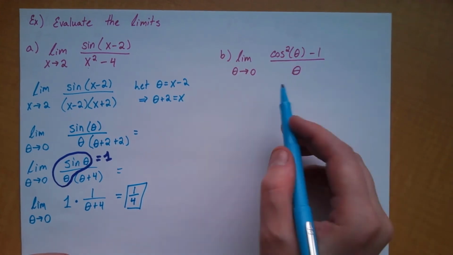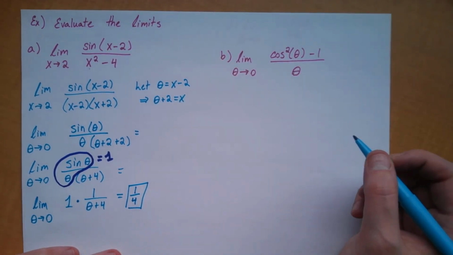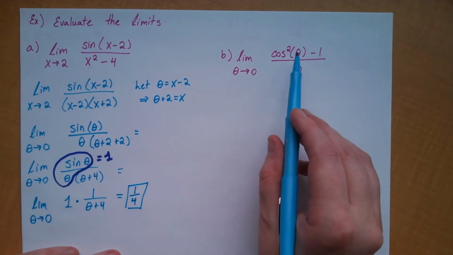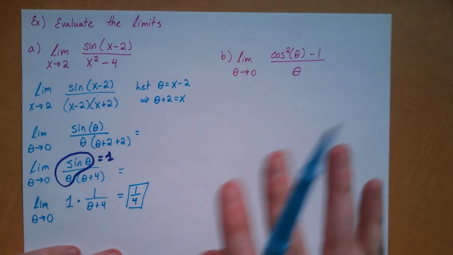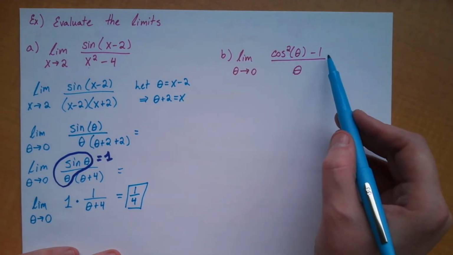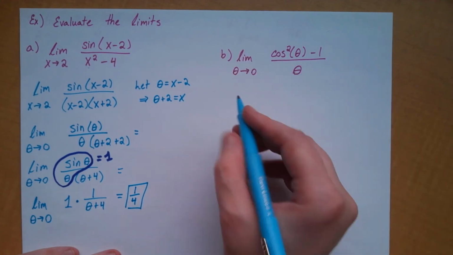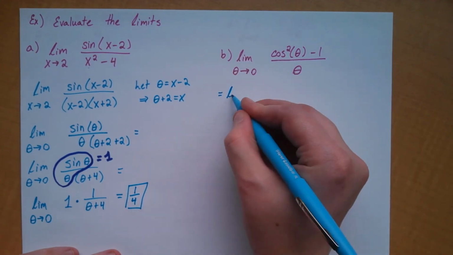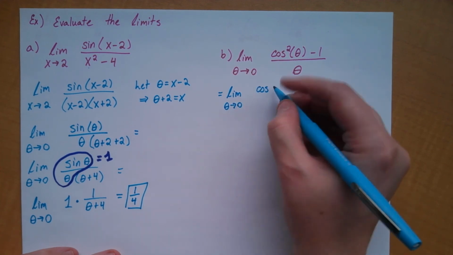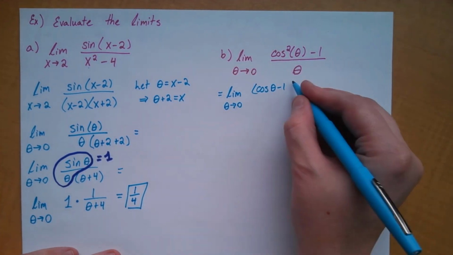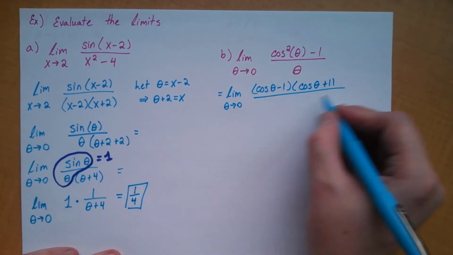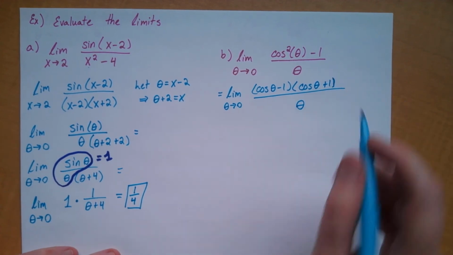Alright, go ahead and pause the video and try this one out on your own. Okay, so to start this one, again, if I plug in 0, I'm going to have 1 minus 1, which is 0, divided by 0, which is no good. However, notice that this is a perfect square, and 1, well, that's 1 squared, so that's also a perfect square. So I can rewrite this as the limit as theta approaches 0 of cosine of theta minus 1 times cosine of theta plus 1 divided by theta.